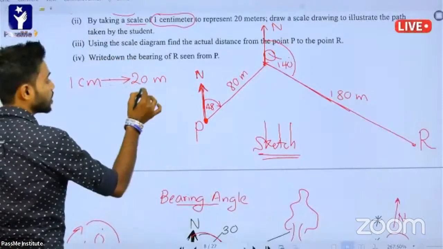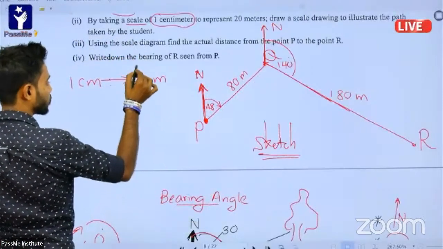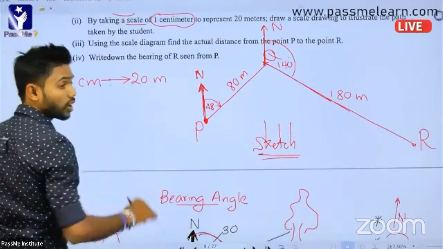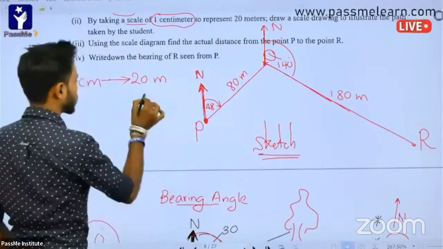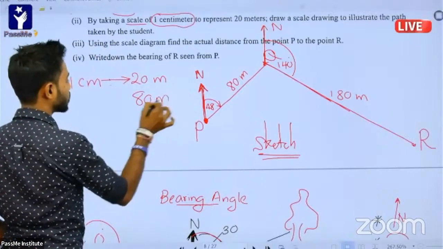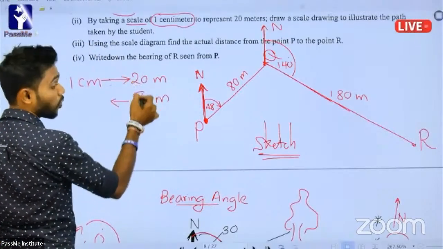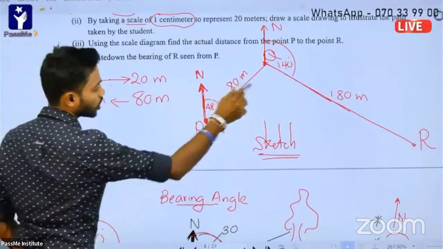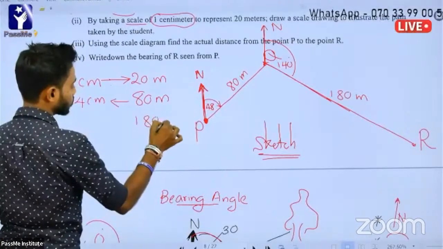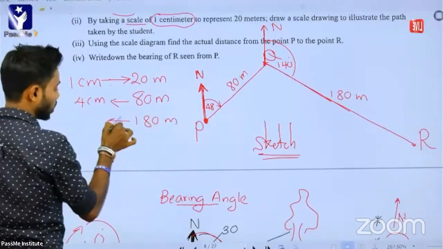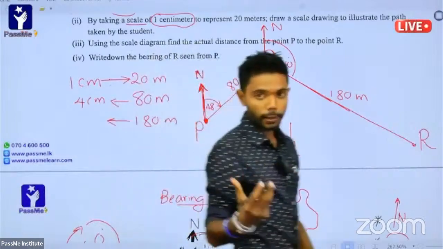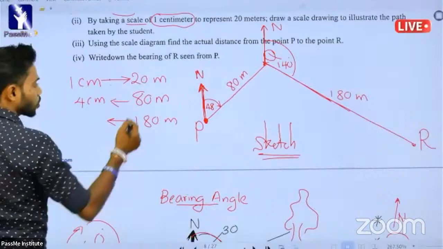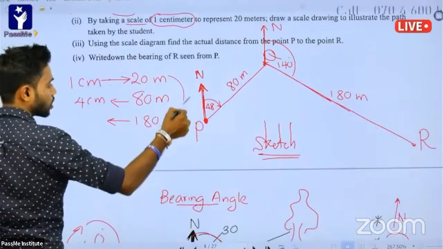So you can see, you can now convert. If the actual length is 20 meter, you can use 1 centimeter for that. But the actual value is 80 meter. So it's 4 times. This is also 4 times, 4 centimeter. Now, if you want 180 meter in the actual ground to be represented on the sheet or your paper as the answer, this is going to be 9 times.